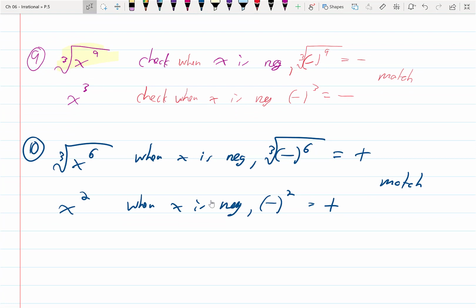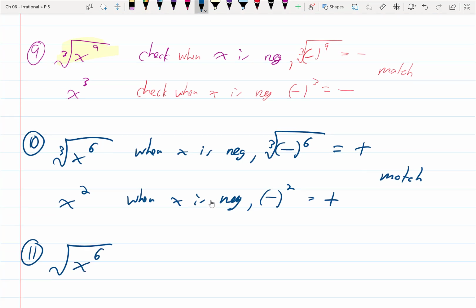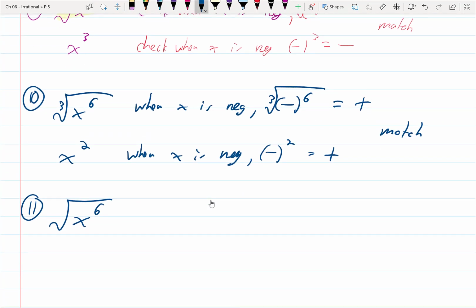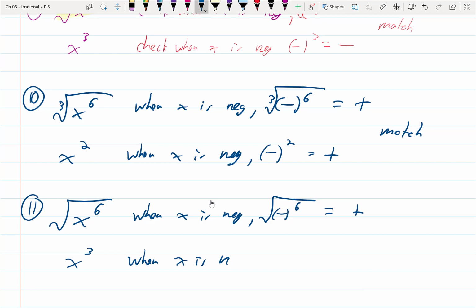You may be asking, what happens when they don't match? So let's do the square root of x to the 6th. Okay, I'm going to write this out again. When x is negative, I get a negative to the 6th power square rooted. That is a positive. Now we're going to take the square root of x to the 6th, which is x cubed. And when x is negative, I get a negative cubed, and that is a negative.